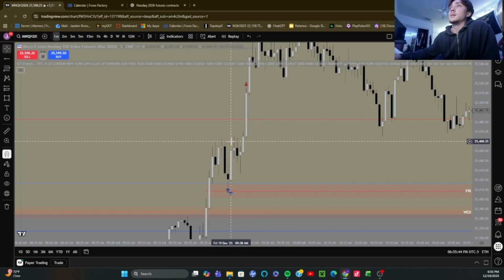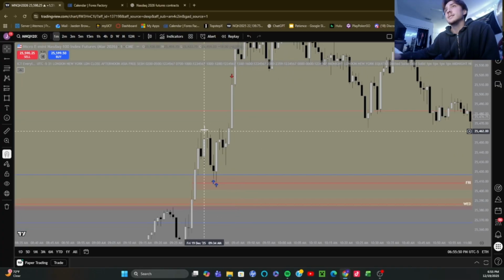But then we come up here, look like we're respecting this rejection block, and I'm like, God damn it, December price action. Come down. I move my stop to this low because there's a fair value gap here. If we are going to continue higher, we're going to respect this fair value gap, which we do.